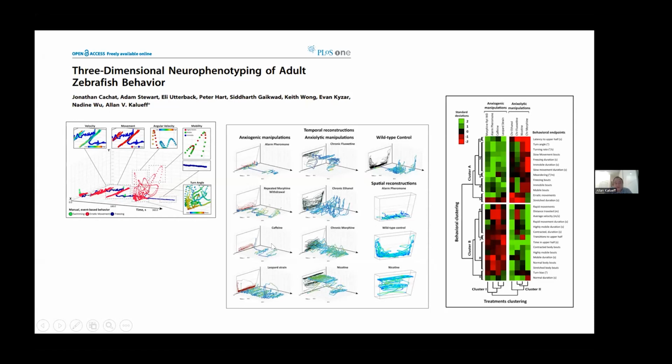So, for example, caffeine, chronic morphine, nicotine acutely, but also withdrawal from drugs that cause addiction. Some drugs that are important medicines, such as chronic fluoxetine, and some genetic manipulations as well. So three-dimensional structures of drug responses are really important and interesting.